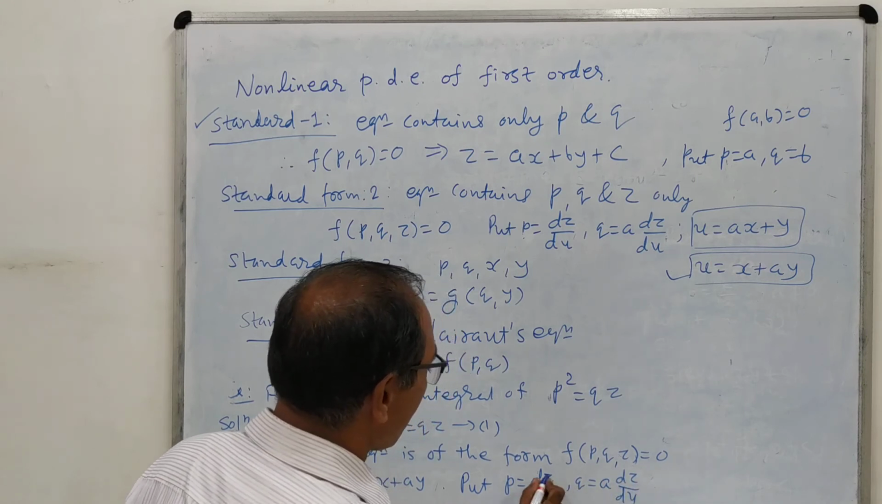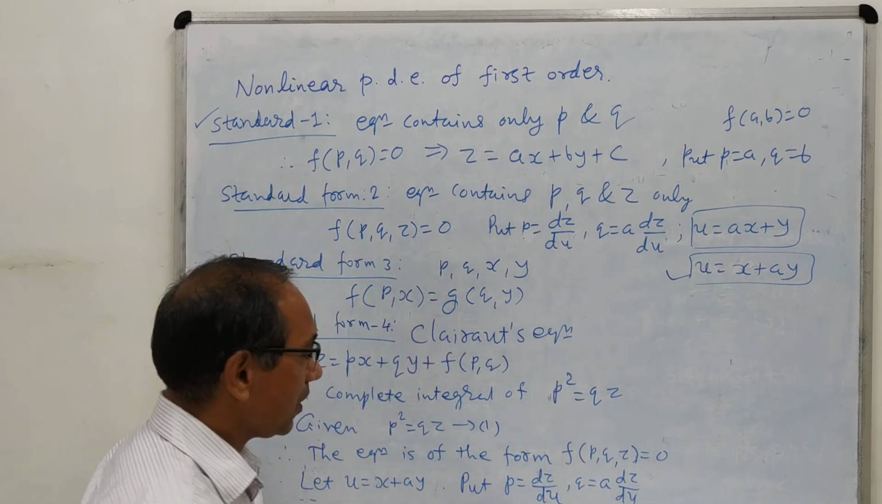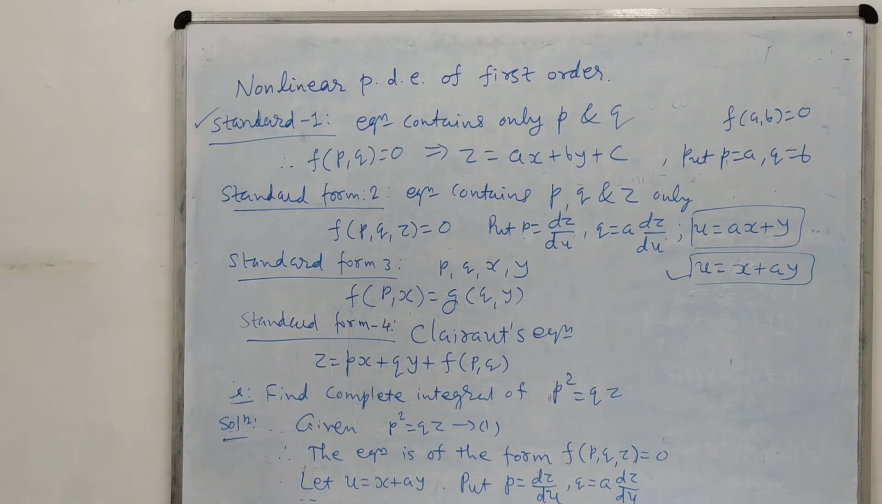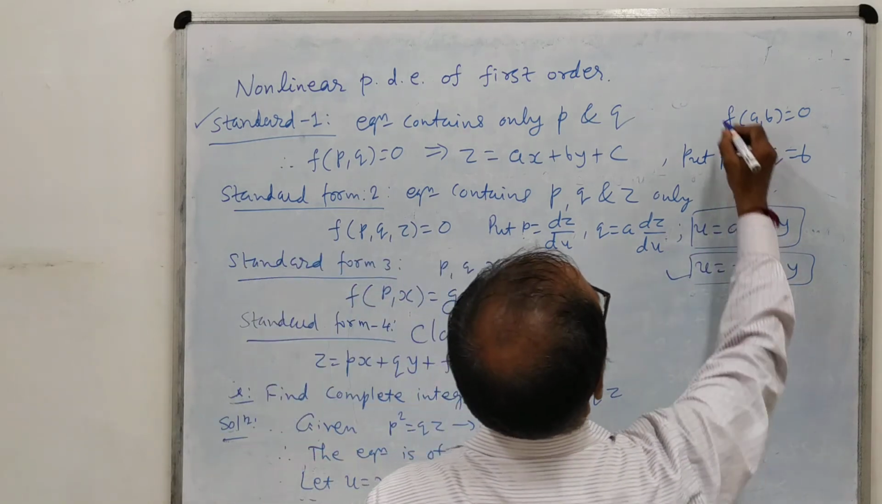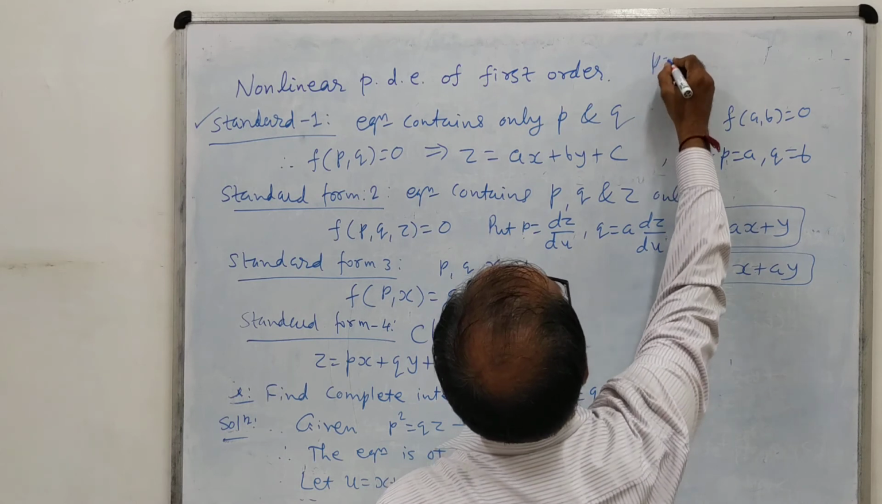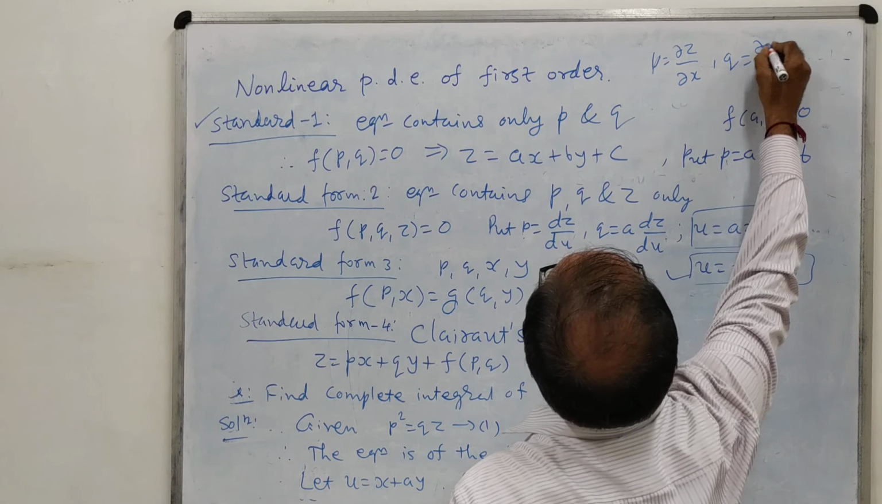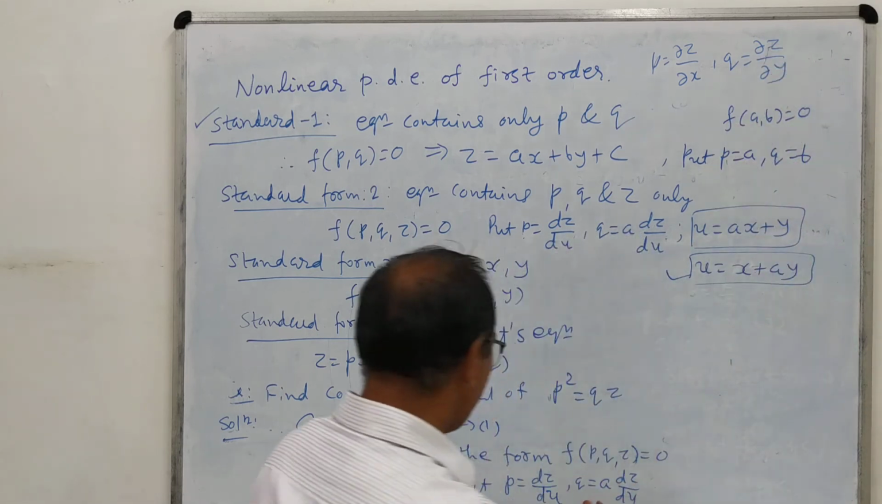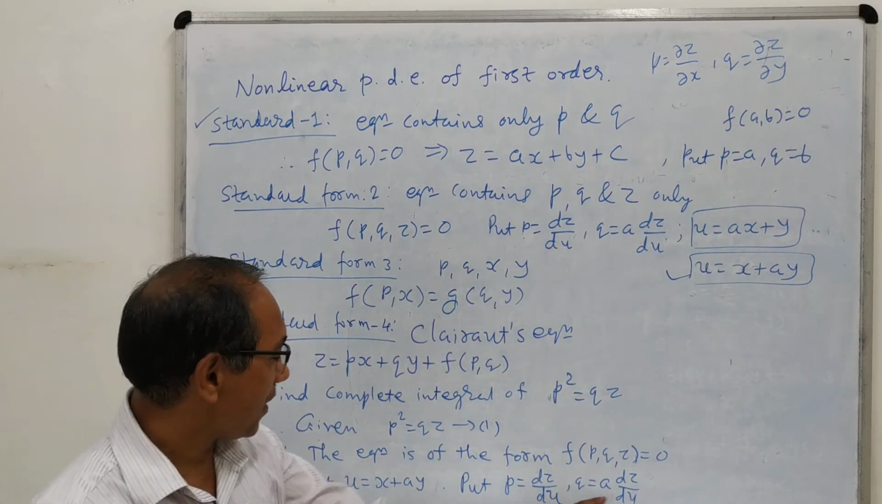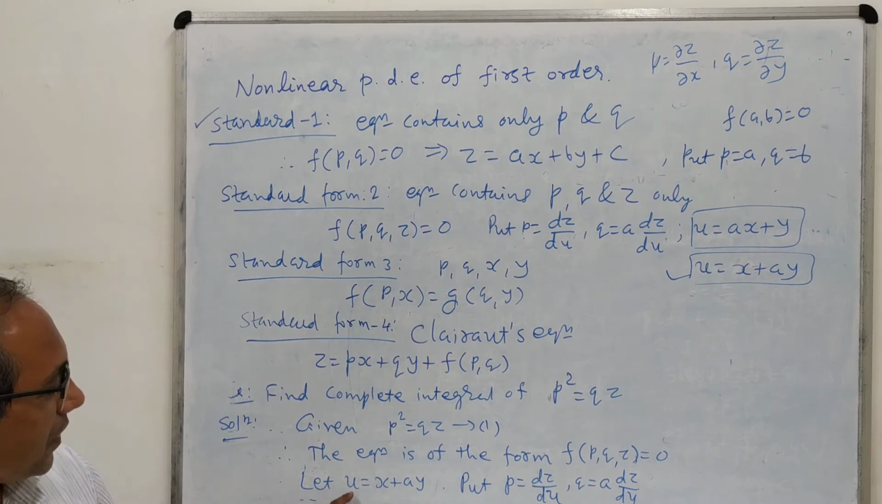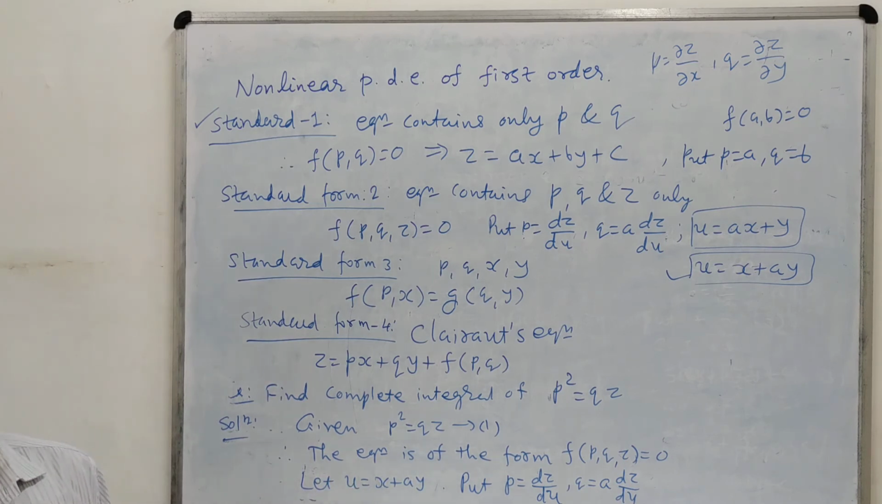See, here these are the ordinary derivatives. Actually, p is nothing but del z by del x, the partial derivative, and q is del z by del y. But this has been converted into ordinary derivative due to this assumption, that is, we have assumed u equal to x plus ay.